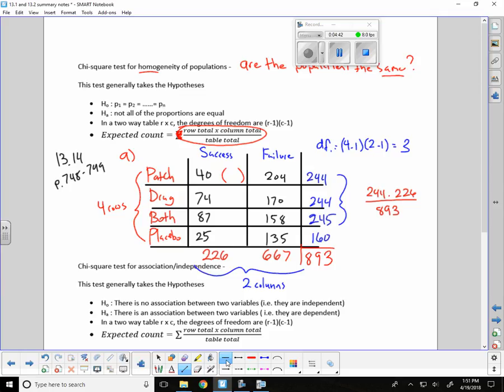So someone with a calculator is going to yell out the expected value in just a moment. Times 226 divided by 893. I'll just do it to the nearest, 61.75 or 61.8. So let's take a moment to find the rest of those.